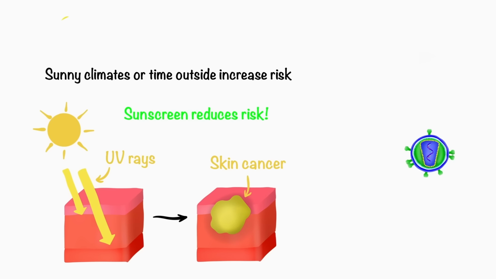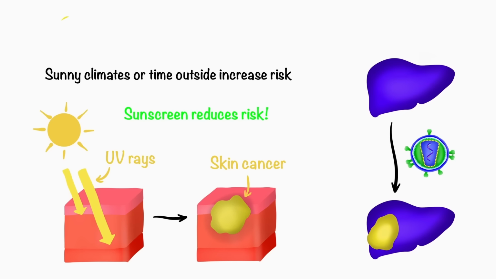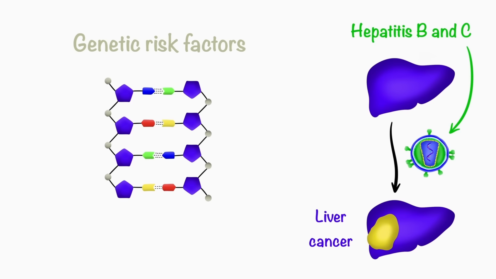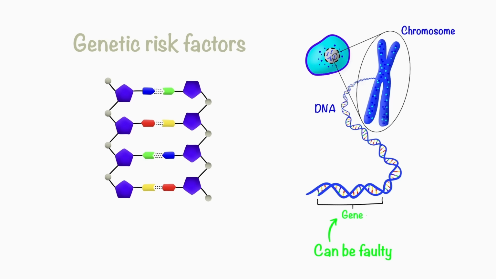Viral infections with certain viruses have been shown to increase the chances of developing specific cancers. For example, hepatitis B and hepatitis C viruses can increase the risk of liver cancer. Risk factors can also be associated with genetics. Sometimes you can inherit faulty genes that make you more susceptible to cancer.